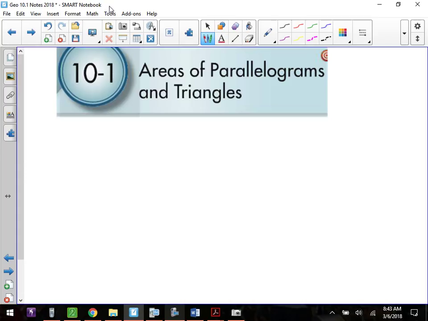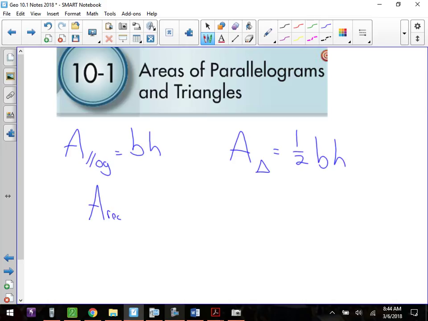Very good. Base times height. So we wrote area of a parallelogram was base times height. Area of a triangle was half base times height. Area of a rectangle was, hey, look at that. It's base times height.